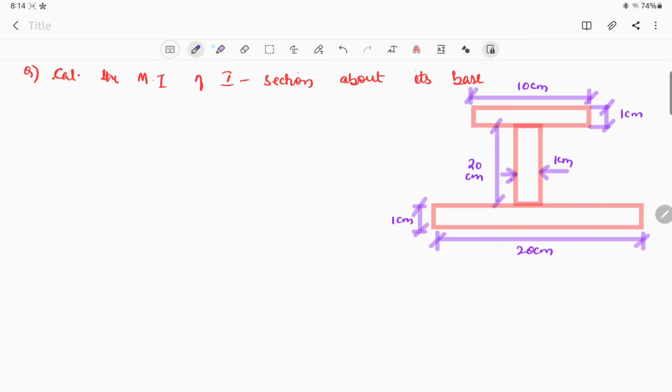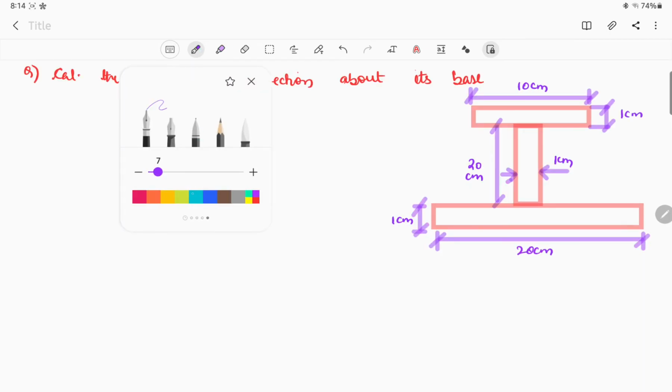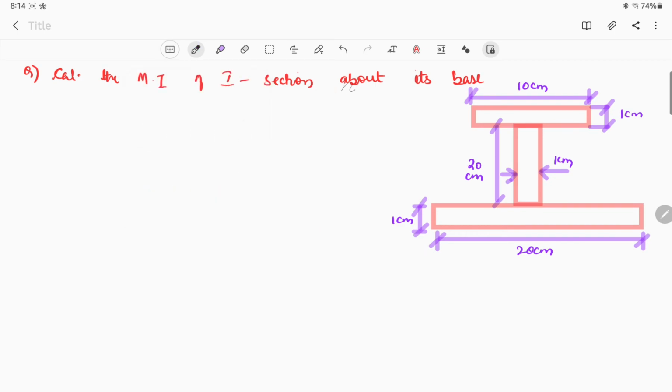So this is another question wherein we have to calculate moment of inertia of this I section about its base. In the previous problems, we were calculating moment of inertia either about its centroidal x-axis or y-axis. But here, in this particular problem, we have to calculate moment of inertia of an I section about its base. This is the base, right? So we have to calculate moment of inertia about its base.